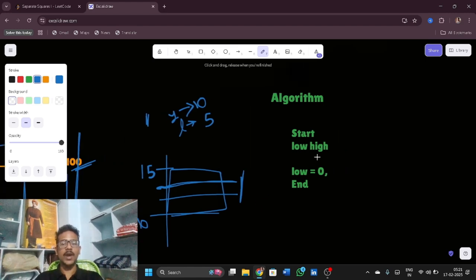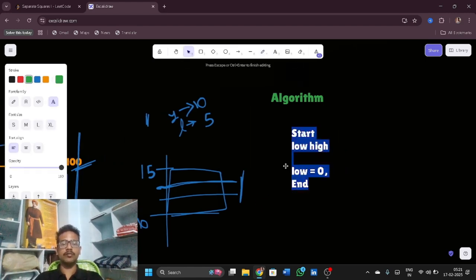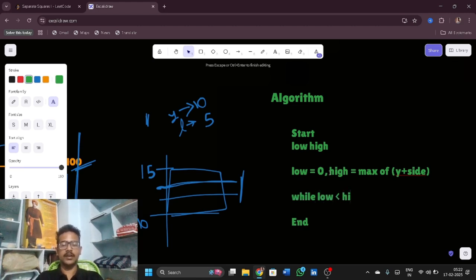So I need to consider these lines also. So the high value will be computed after iterating: max of y plus side. I'll go through every square and check which square is having the maximum y plus side. So high will be max of y plus side. After that, this binary search will start with while low is less than high.